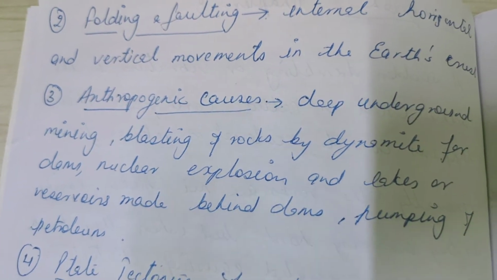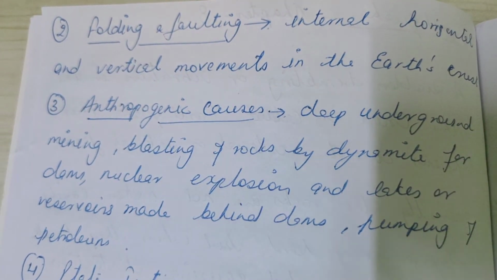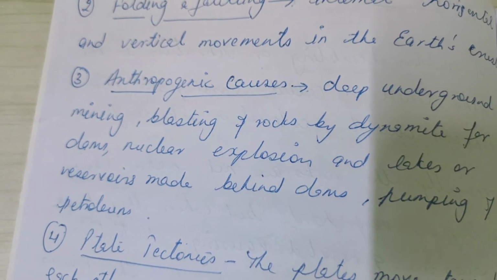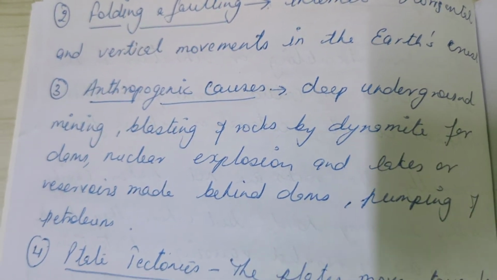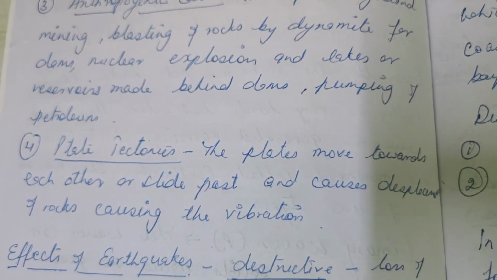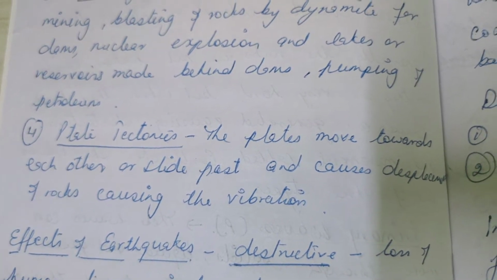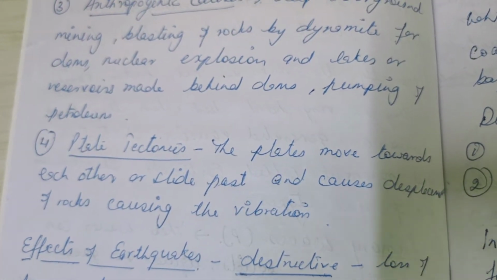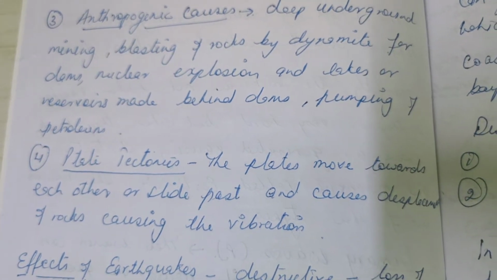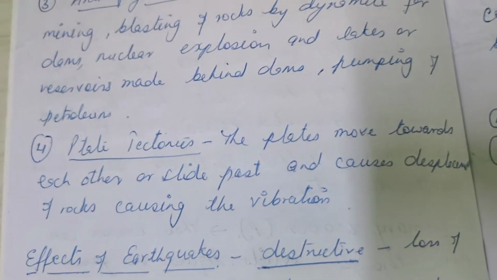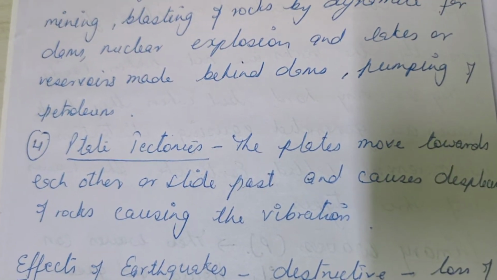A lot of water is put onto the earth's crust, and that pressure might cause the earth's crust to break or shift, and that breaking and shifting will cause an earthquake. Then, of course, the fourth one is plate tectonics. We all know that the entire earth is made up of small and big plates, and these plates move against each other, move towards each other, and slide past each other, and when they do so, they cause a lot of tremor and vibration, thereby causing an earthquake.